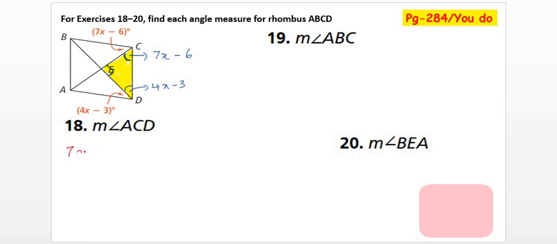So we can say that 7x minus 6, if I add it to 4x minus 3 and then add 90, the sum of all these three angles will be 180. Now collect the like terms. 7x plus 4x will become 11x, negative 6 and negative 3 make negative 9, plus 90 gives us plus 81 equals 180. So let's solve this equation.